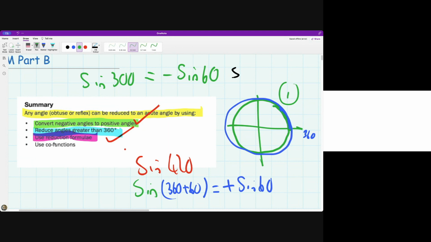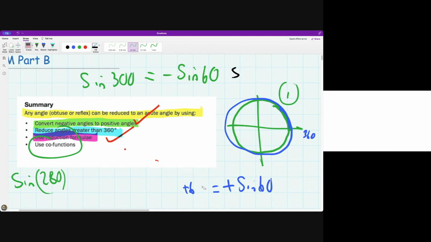And then the last one, you can use cofunctions. So if I said to you, what is the sine of 280? And I want you to change that to an acute angle, and I want it to be a cos, well, then what I can do is say, what quadrant is that in? Tell me in the chat, what quadrant is the sine of 280 in?